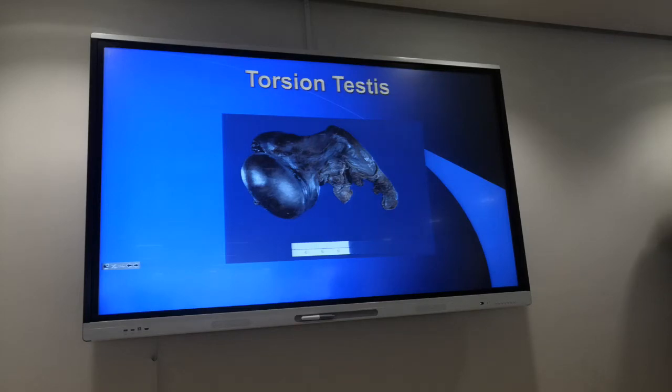This is a medical emergency because if you don't interfere and untwist this spermatic cord, this testis will eventually die. So it has to be done as soon as possible. You will read some places say 6 hours, others say 1 hour. You do it ASAP, the minute that you have a suspicion of this, you have to interfere immediately.